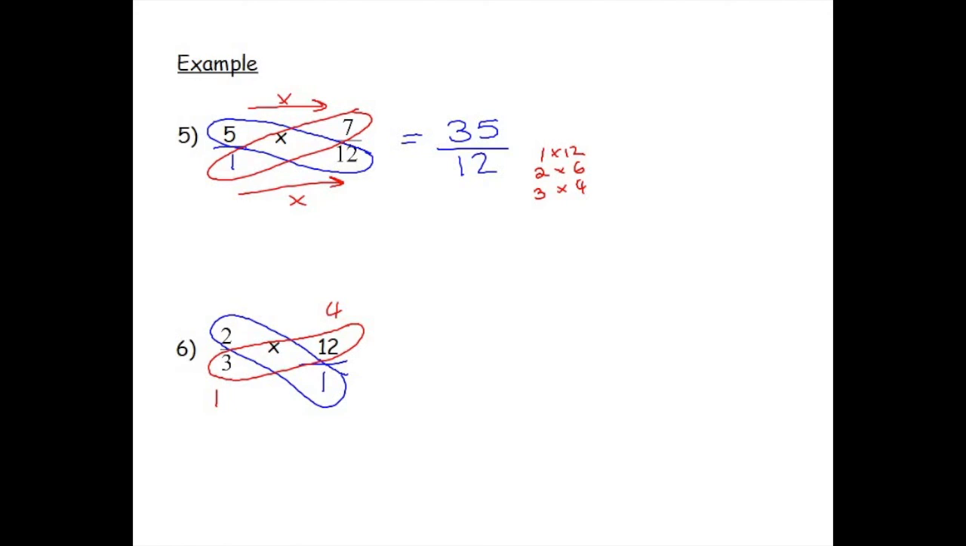So our new fractions will look like 2 over 1 multiplied by 4 over 1. Multiply the tops, multiply the bottoms. 2 times 4 is 8. 1 times 1 is 1. So our answer is 8 over 1.